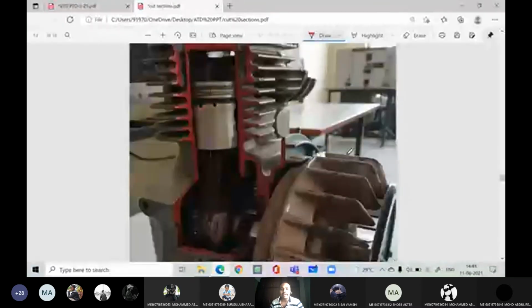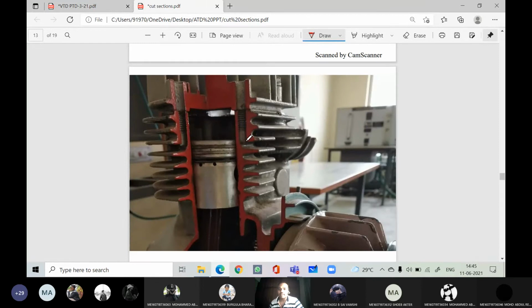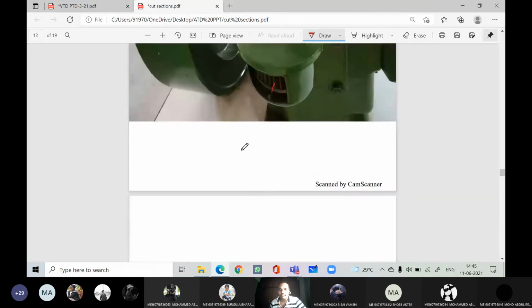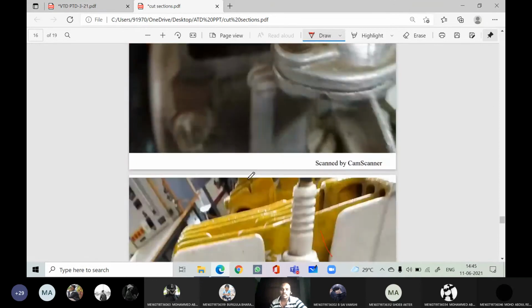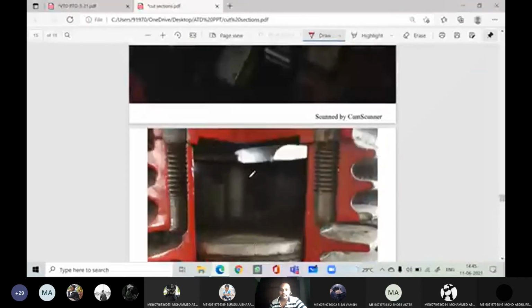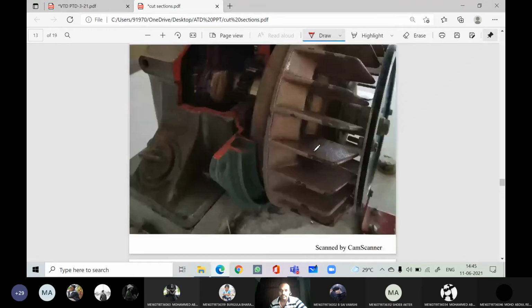This is actually a four-stroke petrol engine. Normally these are the piston rings. We have valves over here. You can see the valves. This is the exhaust valve and this is the suction valve. These valves are connected to a carburetor actually. The carburetor is not taken. This is the connecting rod. This is the crank. This is the gear over the crankshaft. This is the gear over the camshaft.